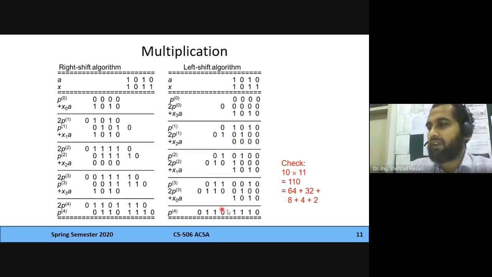So finally we got the same answer. We have 0 which was 110, and here also we are getting the same answer, 110. Now if I ask you to tell me which of them is better, what would your answer be? If I ask you in terms of computation time, or in terms of anything that you can state, do you think right shift algorithm is better than left shift algorithm, or left shift algorithm is better than right shift algorithm, or both are same? Yes, I need your comments.